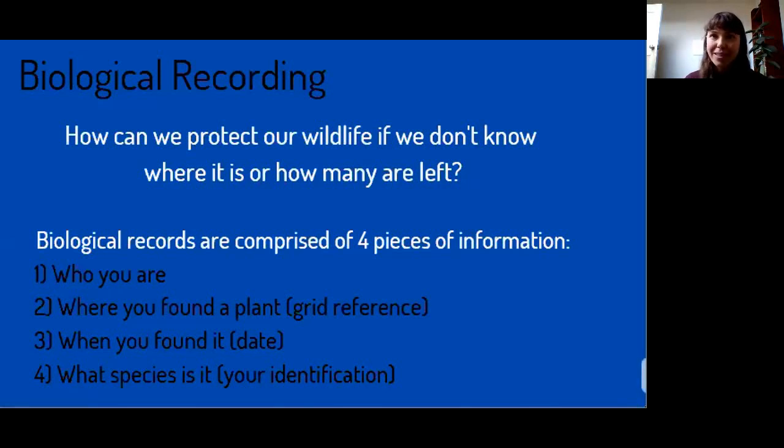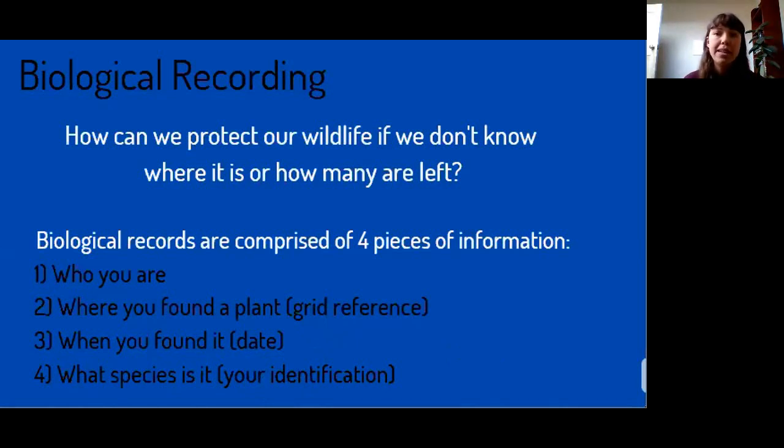So what is a biological record? It's basically comprised of 4 bits of information: who you are, your name; where you found the plant, usually just a grid reference, which you can get online; when you found the plant, so they'll need the date; and what species it is, so your identification. Submitting your records is a really valuable thing to do.